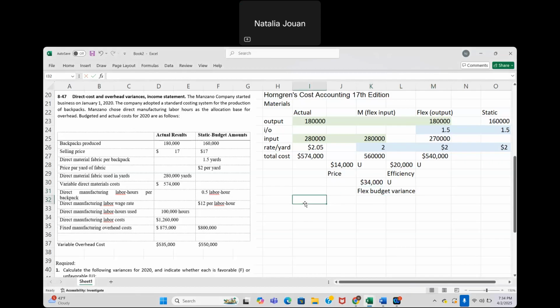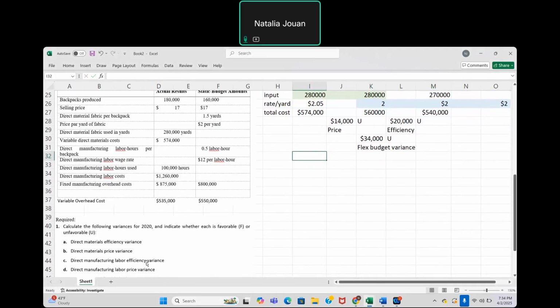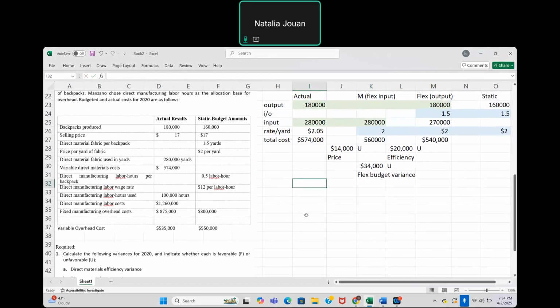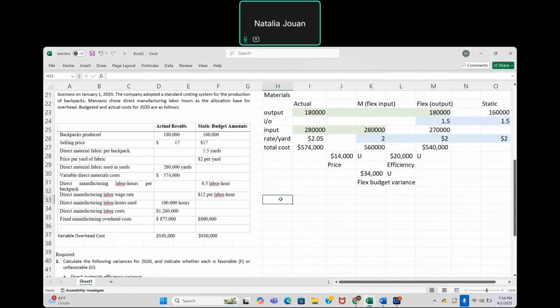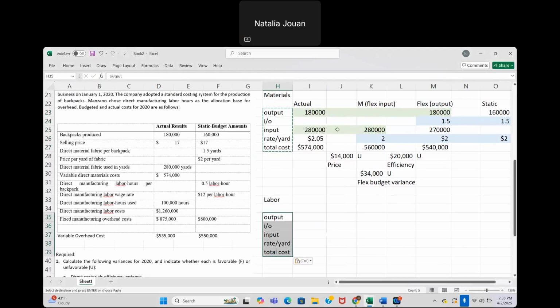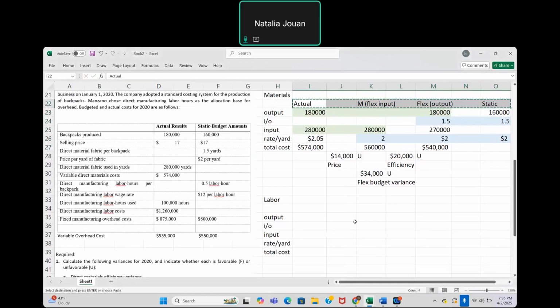So now we're going to move on to the labor variances. What labor variances is the problem asking for? Efficiency variance and price variance. Okay, so let's build the labor chart. Same chart. So I'm just going to copy and paste. But instead of using the yards as input, now the input is the labor hours worked. That's the resource that we're using to make the output, okay, which is the backpacks.